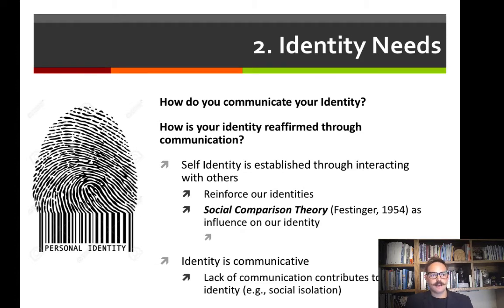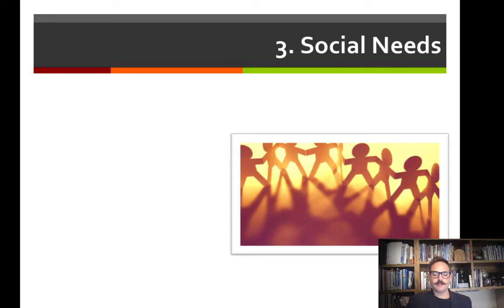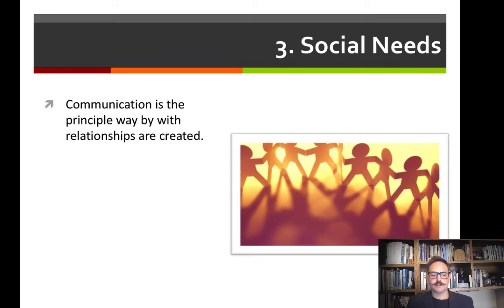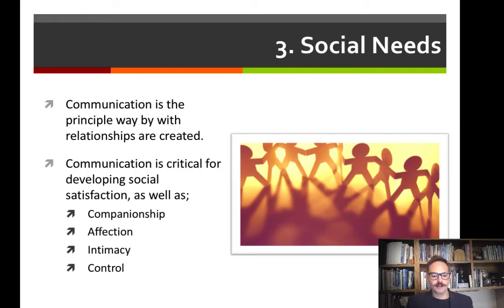So identity is a communicative function as well, and communication allows us to communicate that identity. We see social needs. Communication is the primary way in which relationships are created. It's a no-brainer. You can't formulate a relationship without talking to someone. Communication is critical for developing social satisfaction as well as companionship, affection, intimacy, and a sense of control over our lives.